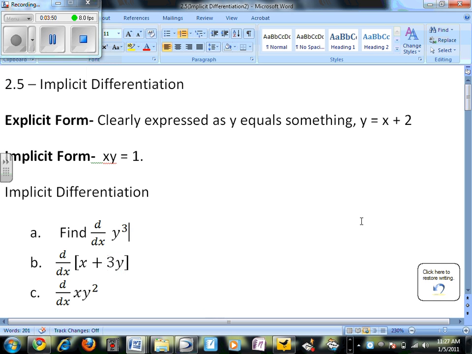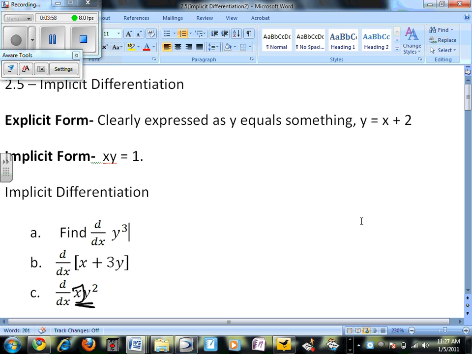Looking at the last one, C, we have two things multiplied by each other, which would tell us that we need to do the product rule. All right, so I'm going to do the product rule. I'm going to take the derivative of the first term. My first term is x.